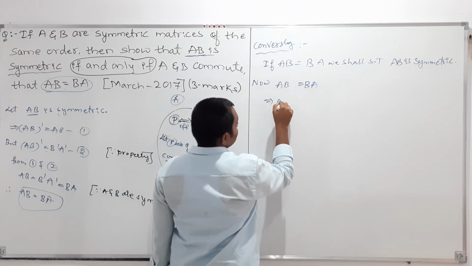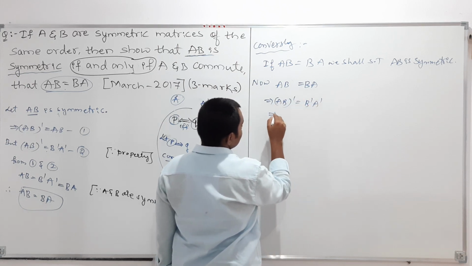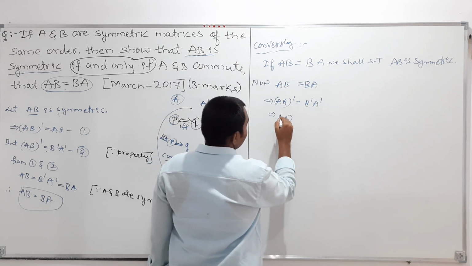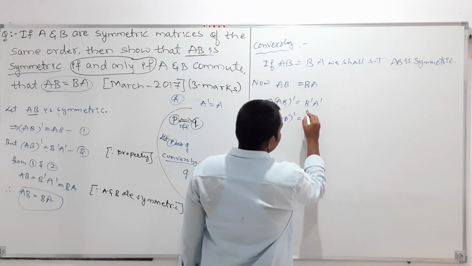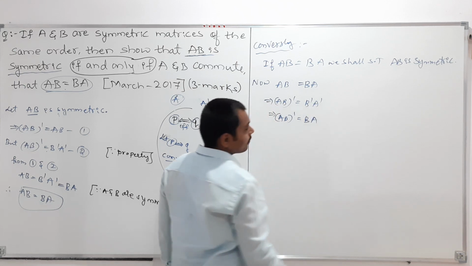Now take the transpose on both sides. So if you take the transpose on both sides, (AB) whole transpose is equal to B transpose into A transpose. Clear? And now, my dear students, (AB) whole transpose is equal to B transpose into A transpose. Can I write it as B into A?